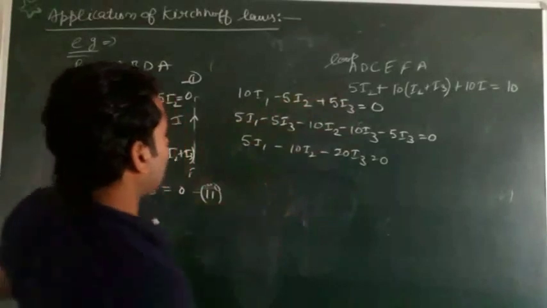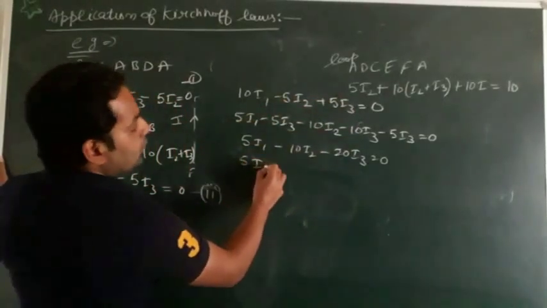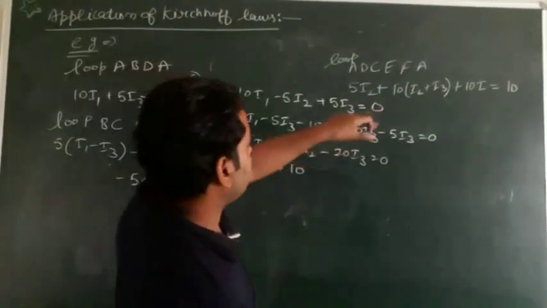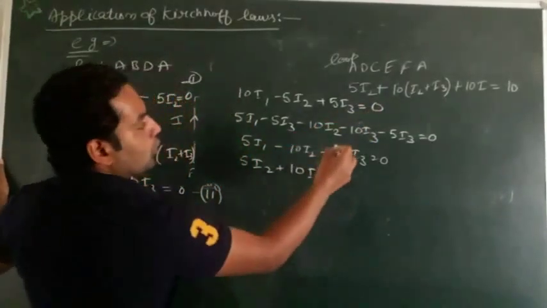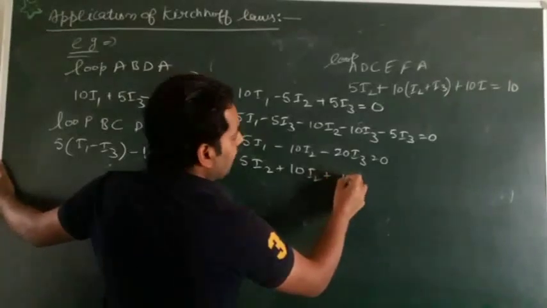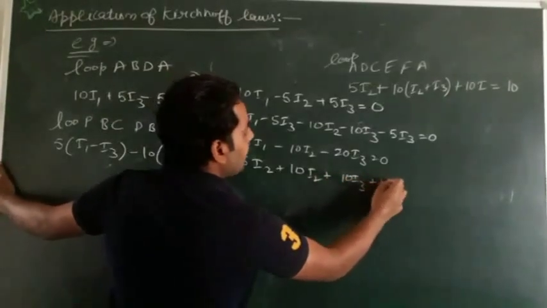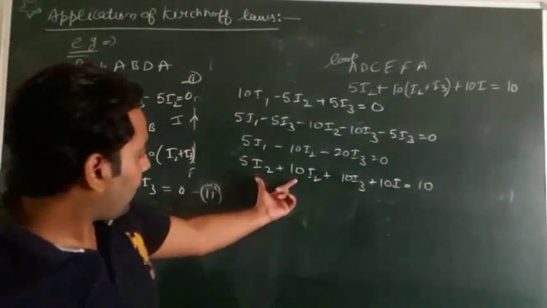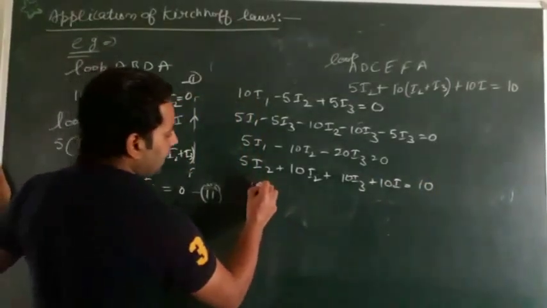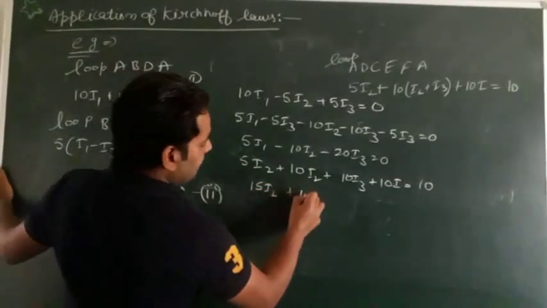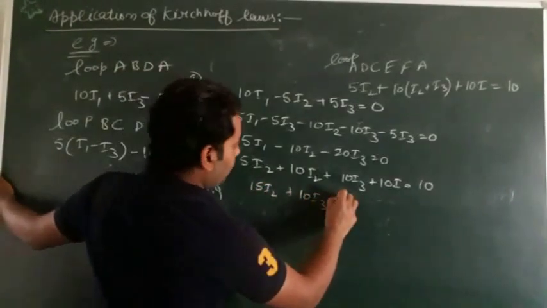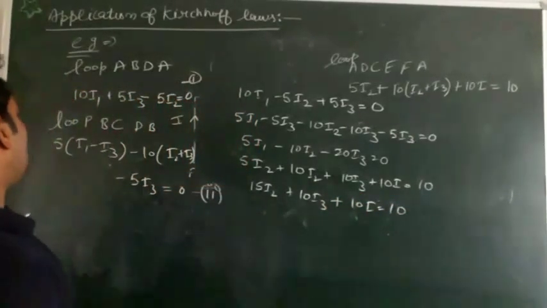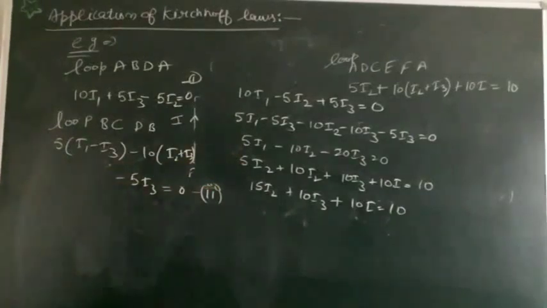Now open that. Here it comes out to be 5I2 plus 10I2 plus 10I3 plus 10I is equal to 10. Again there are two terms of I2, so here it comes out to be 15I2 plus 10I3 plus 10I is equal to 10. Now in the next part we will rearrange them again.